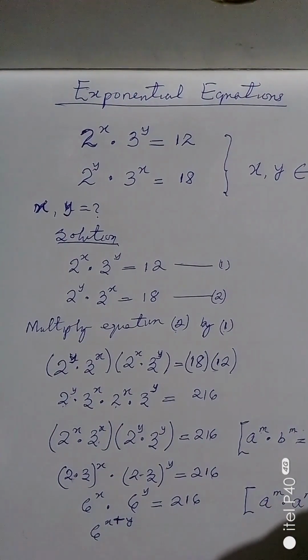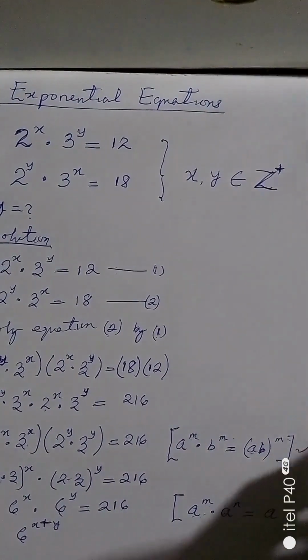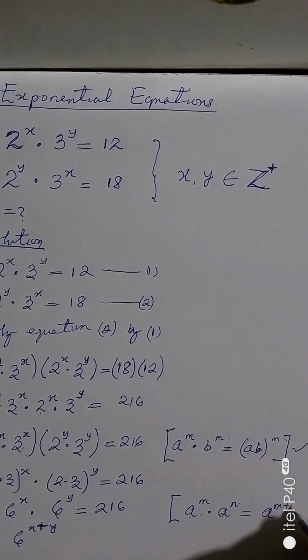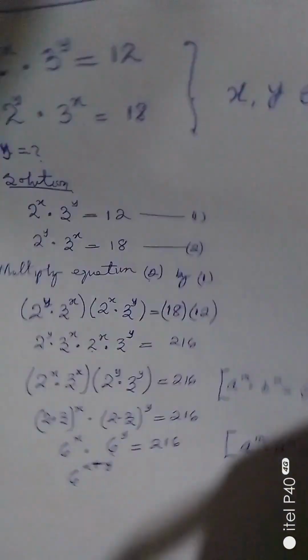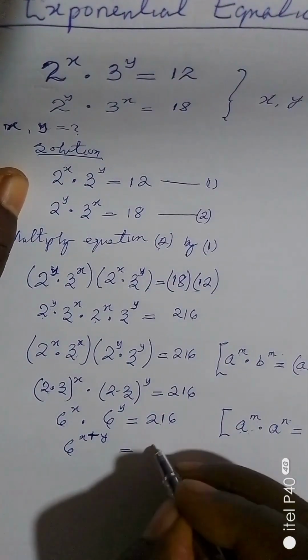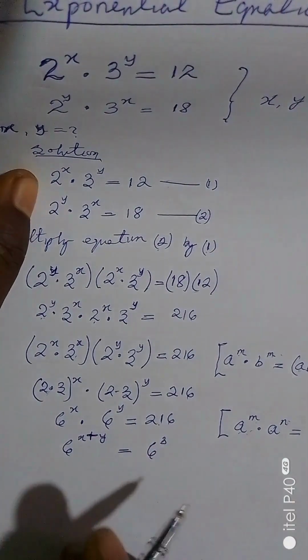Since we have the same base, if we have a to the power of m dot a to the power of n, then you apply this rule: when the bases are multiplied and you have different powers, it becomes a to the power of m plus n. Okay, so this is the second rule that we are going to be applying to this question. Good. So 216 is 6 to the power of 3. 6 to the power of 3 is 216.